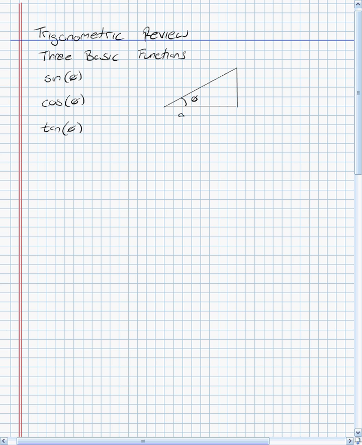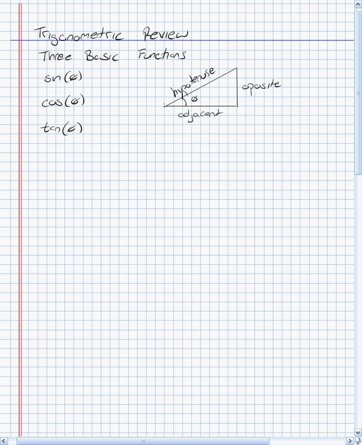Define this as the adjacent side. Define this as the opposite side. And define this as the hypotenuse. The adjacent side will always be the side with the right angle closest to the angle theta, and the opposite side will be the side with the right angle furthest from the angle theta. The hypotenuse will be what is defined as the hypotenuse.